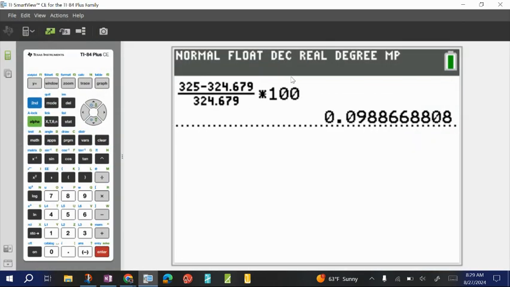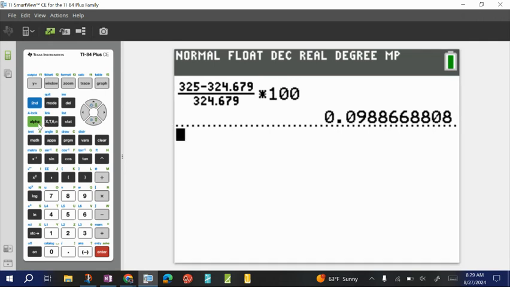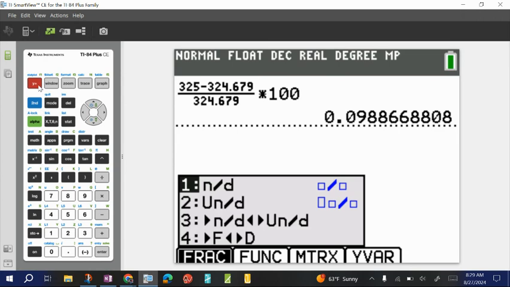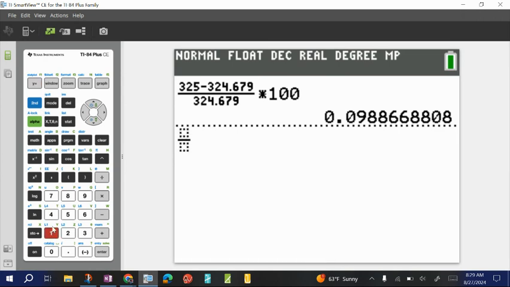So I've put it in there, but I am going to take you through how I put it in there. So remember, for a fraction bar, that's the green button and y equals. We choose option number 1. We're going to start off with that 325 minus the exact value of 324.679 divided by 324.679. Now, you'll notice that I didn't put anything in. Let's go ahead and do times 100.